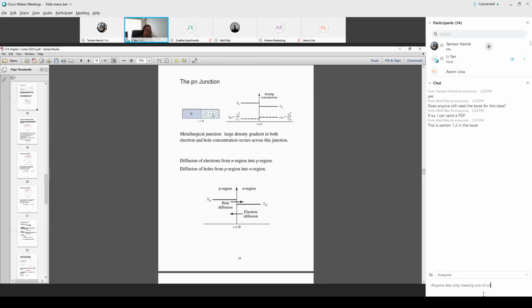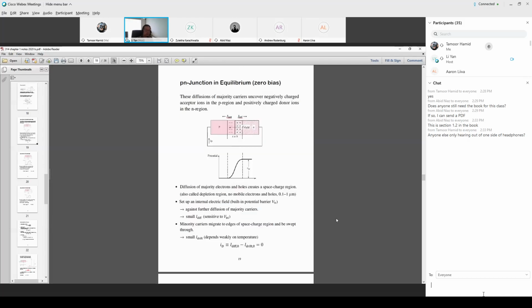Because the n region has majority electrons and there are very little electrons in the p region, electrons will diffuse from the n region to the p region. Likewise, in the p region you have majority carriers, a lot of holes, but very few holes in the n region. So the holes will diffuse from the p region to the n region, as illustrated here. That's the diffusion.